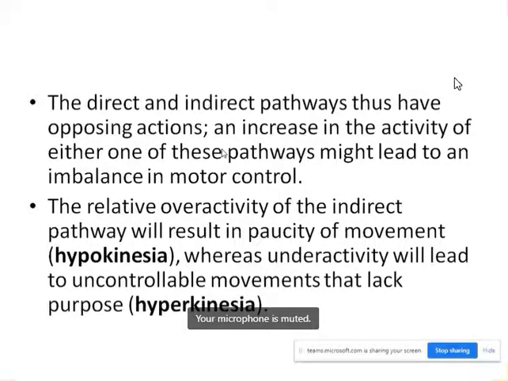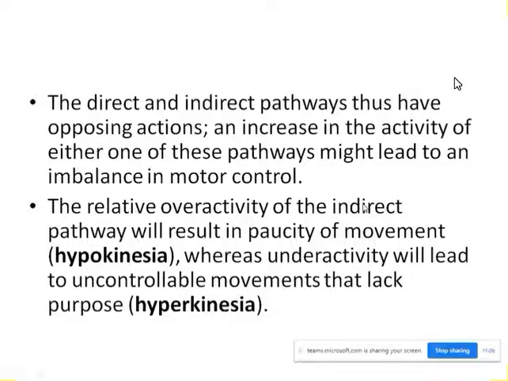So if, due to any disease condition, just like in Parkinson disease, this pathway is either too much excited or too much inhibited, or there is too much influence in either pathway, then this will give a pathological imbalance in the motor control. Okay, if you look here, the relative overactivity of the indirect pathway will result in paucity, meaning scarcity of movement. So if the indirect pathway is taking the upper hand, then hypokinesia.